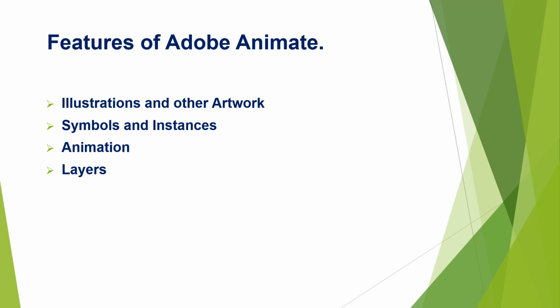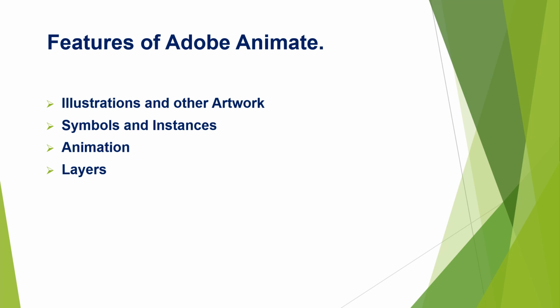Next, symbols and instances. Symbols are objects in Animate that you can reuse. These objects can be graphics, buttons, movie clips, sounds, and videos. Copies of symbols that are used in an Animate movie are called instances.